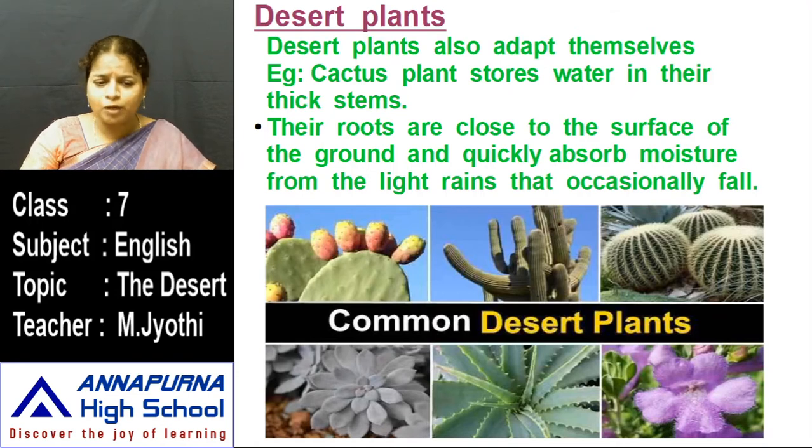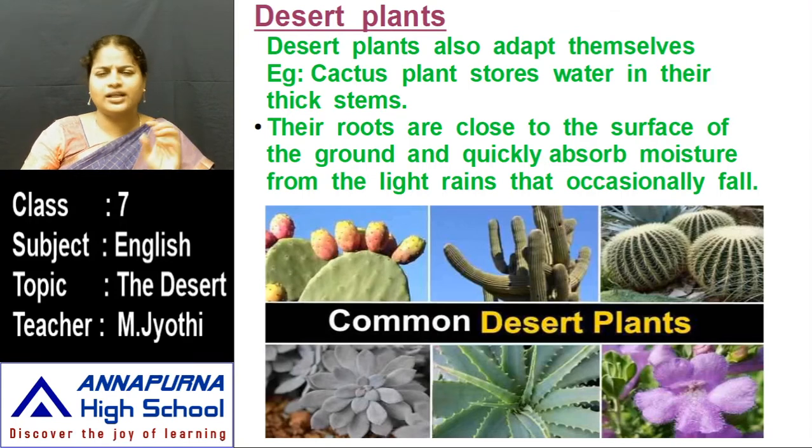So all these types of plants store their water in the stems. The roots are close to the surface of the ground and quickly absorb moisture from the light rain that occasionally falls, or sometimes only the rains. So they will absorb that water, and the roots are close to the ground, so they can live. So all the desert plants adapt themselves to that area, to that water.